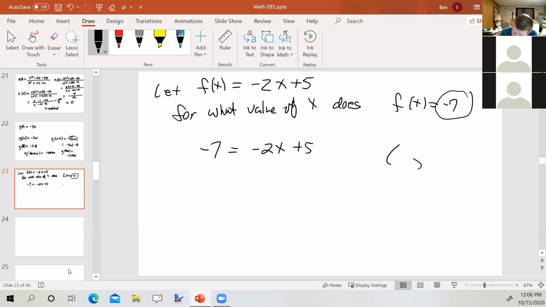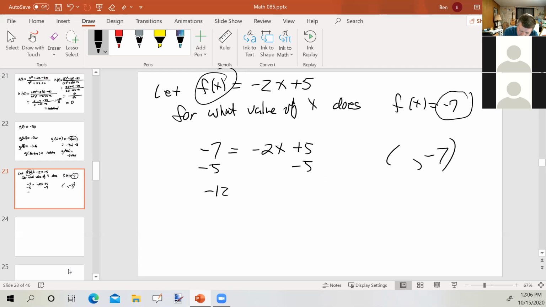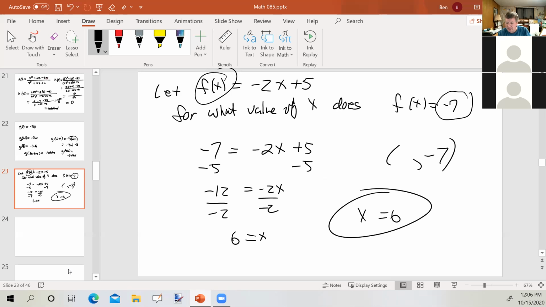It's basically like we're saying, we're going to complete this ordered pair. We know what y is. We don't know what x is. So you put the y value in place of y. Remember, all of that is y. So now how am I going to find x? You solve it. So we'll subtract 5. Divide by -2. So x equals 6. So for what value of x does f of x equal -7? For x equals 6. Okay.